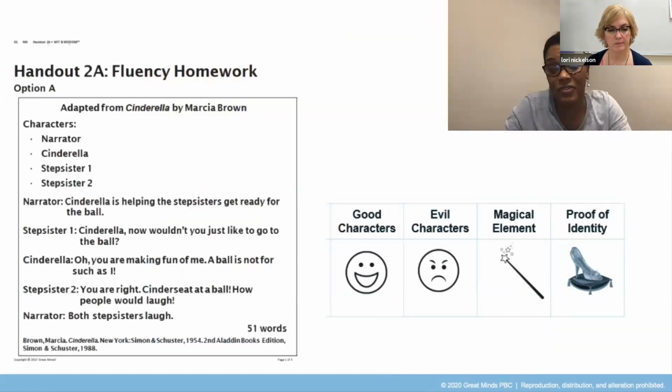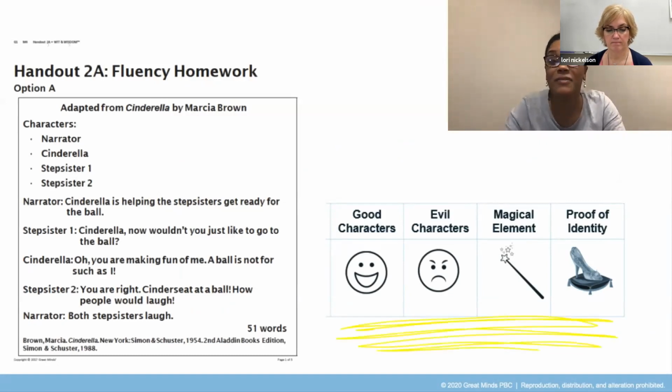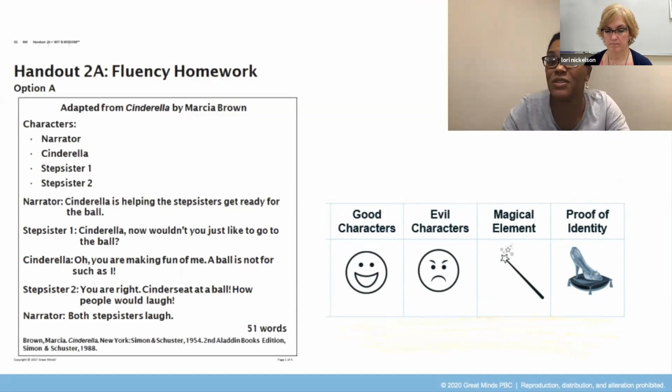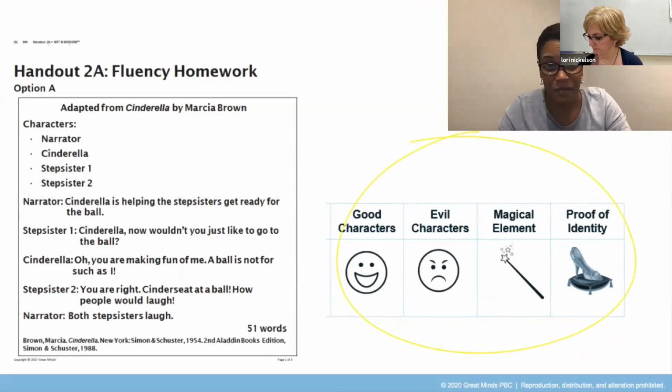All right, friends. Now, I am going to read a scene from Cinderella from handout 2A, the fluency homework handout. You see it on your screen. As I am reading, you're going to look for elements of Cinderella stories. Now, I am going to read the stepsister and Cinderella's lines. So again, be sure you are listening for elements of Cinderella stories. Okay. Are you ready?